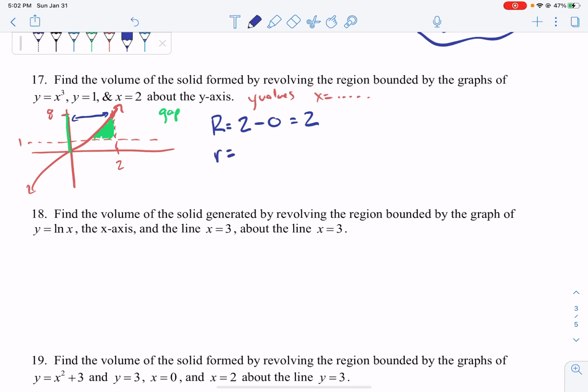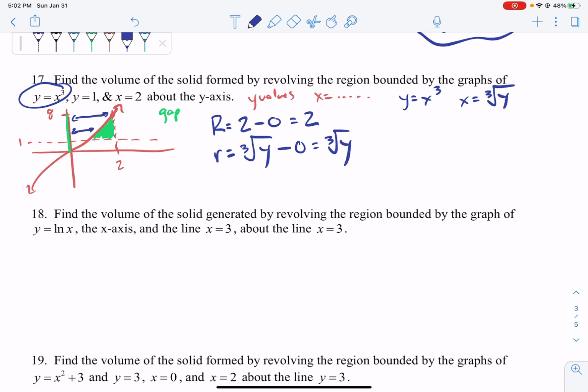Now little r goes from here to my curve. But my curve was given to me as y equals x cubed. Now I want to change that to be in terms of y. So it becomes x equals what? The cube root of y. So my little r goes from that line, the cube root of y, down to 0. Right? So it just becomes the cube root of y. Okay, that's looking all right to me.